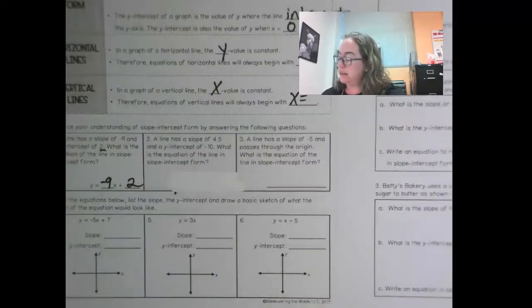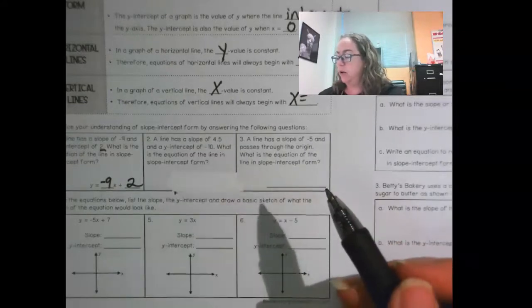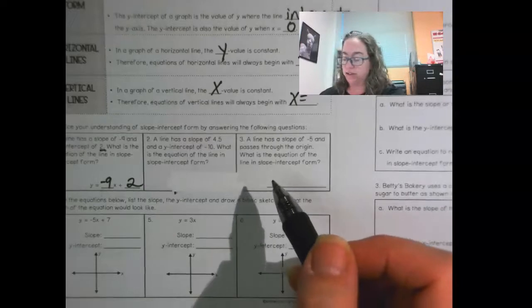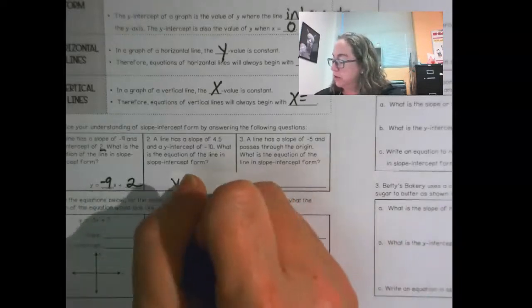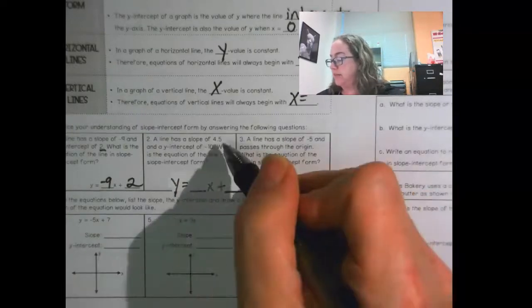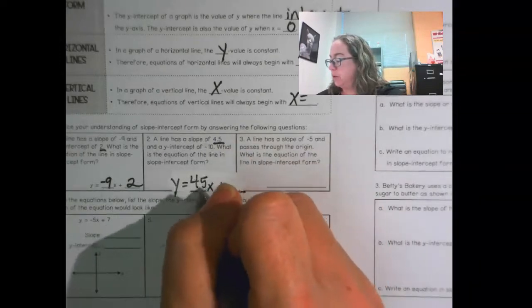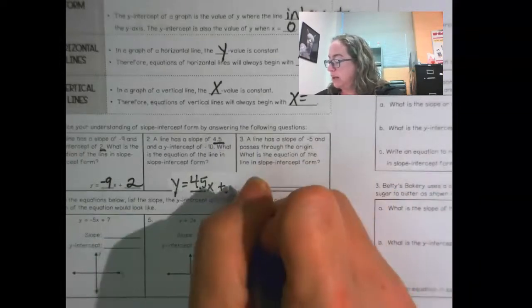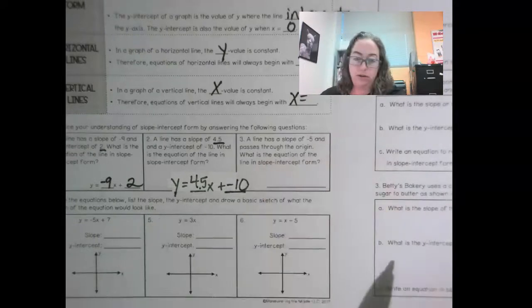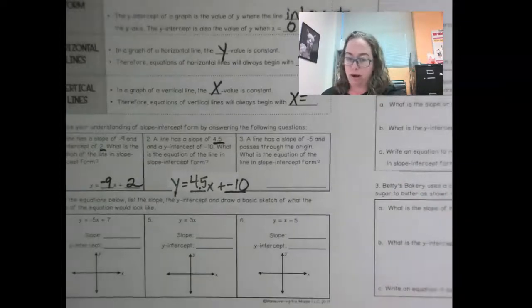All right, so the next one, a line has a slope of 4.5 and a y-intercept of -10. What is the equation of the line in slope-intercept form? So just like I showed you, you're going to write y equals something x plus something. They've given you the slope. It's 4.5, and the y-intercept is -10. So write y equals 4.5x plus -10. You can also write y equals 4.5x minus 10. Either one would be correct.